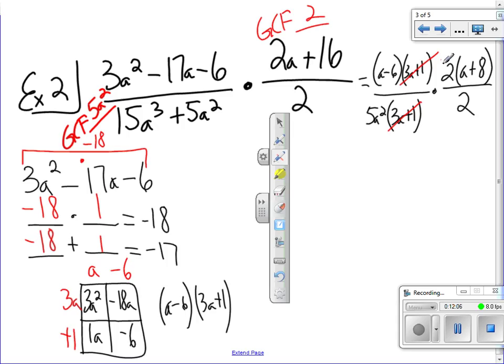How about these 2's? We have a factor of 2 in the top and a 2 in the bottom. We can cancel those out, most assuredly. What's left over? Because nothing else is going to cancel out, what's left over is our answer.